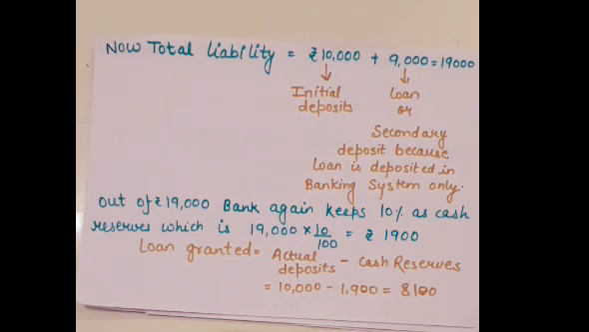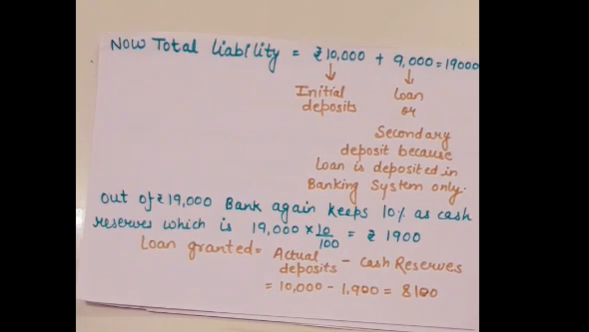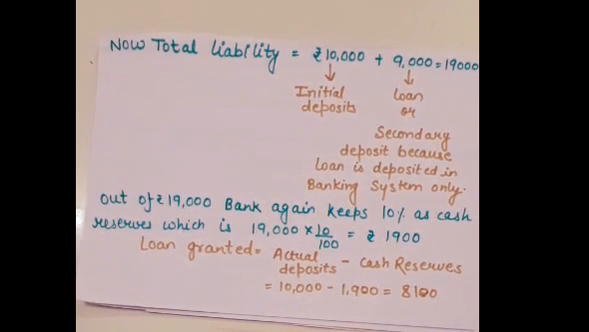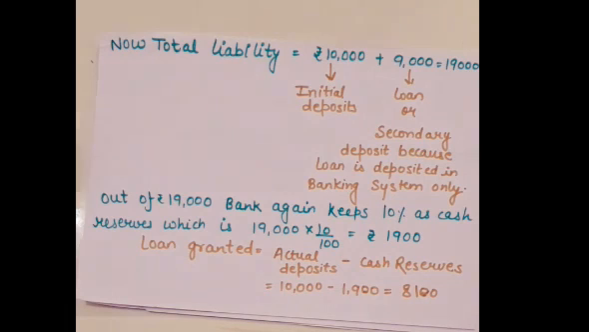Now again it will keep 10% as the cash reserve, that is 1,900. So the amount of loan granted will be equal to actual deposits, 10,000, minus 1,900, that equals 8,100. Are you clear with this? The amount of loan granted in the second case is 8,100. Clear?